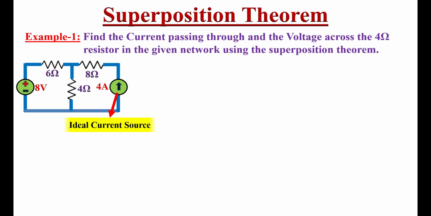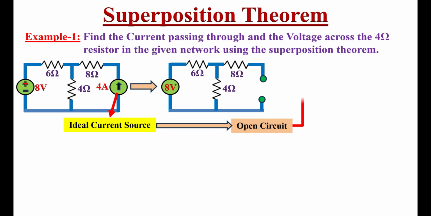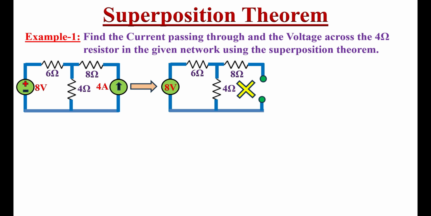Since the 4 amp source is an ideal current source, we replace it with an open circuit. This leaves us with a simple series loop of the 8-volt source with 6 ohm and 4 ohm resistors. You can see a break in the wire here, meaning no current can flow through that right hand branch. Here this 8-volt source only pushes current through the 6 ohm and 4 ohm resistors. We will call this current I1.